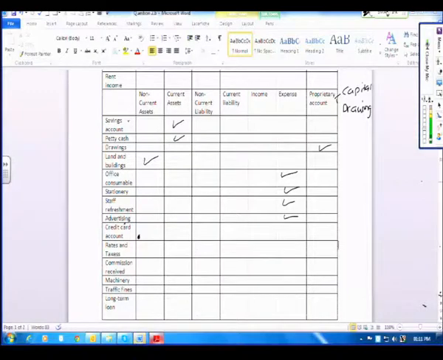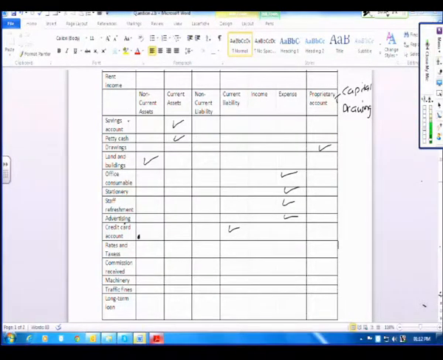All right, so what about the credit card account? The credit card account means you are owing. So if you take this credit and you add OR, you have a creditor, you are owing someone, so you have to settle the credit card balance. So it will come to your current liability. So this will belong here.